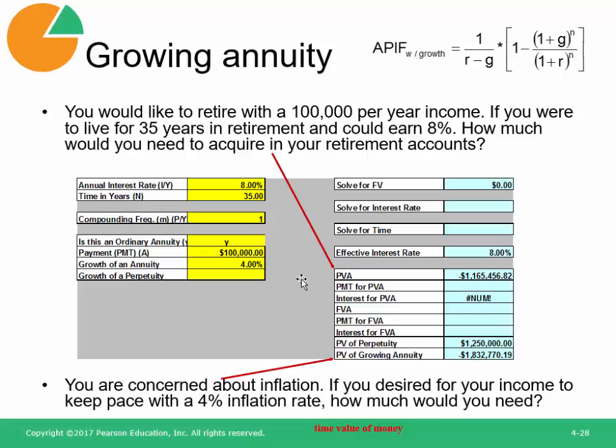However, I'm a little worried about inflation. What's that $100,000 going to buy in years 20 to 35? It's going to buy something substantially less than what it's going to purchase in year 1. So we have a line item here for growth of an annuity, 4%. We think inflation's going to be 4%. So if inflation's 4%, I need to invest $1.8 million, almost an extra $700,000 of investment, because I'm concerned about how inflation is going to impact my future cash flows.